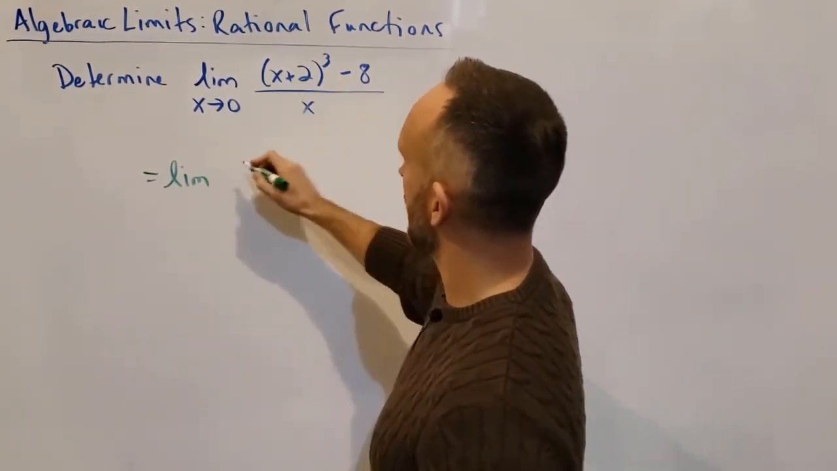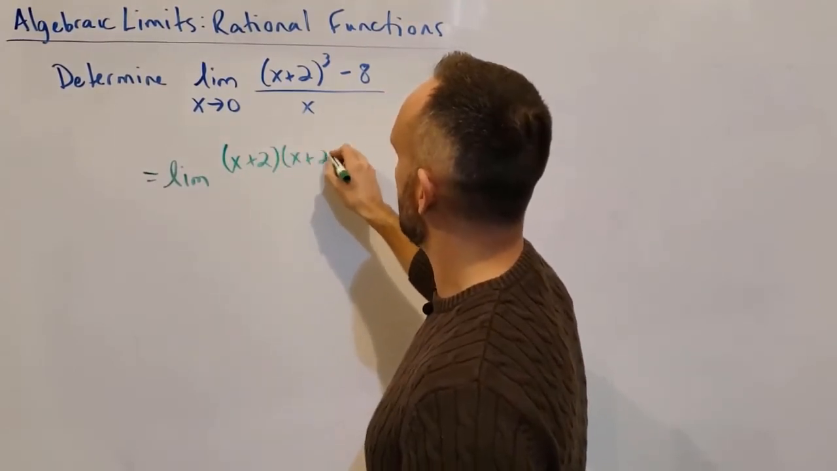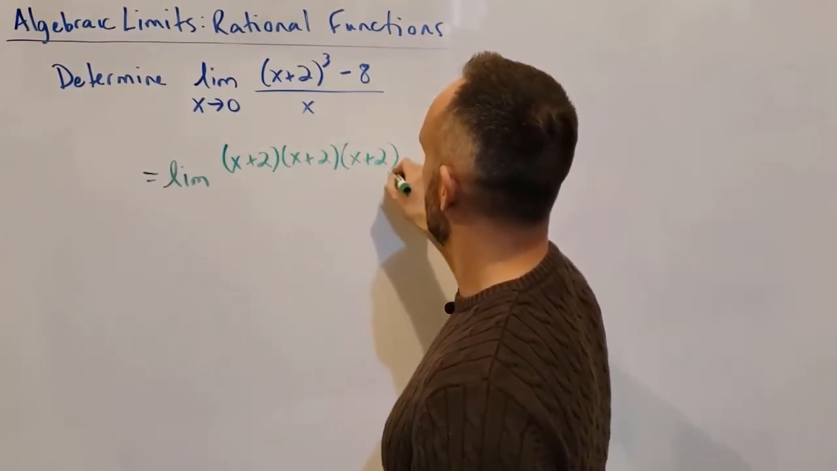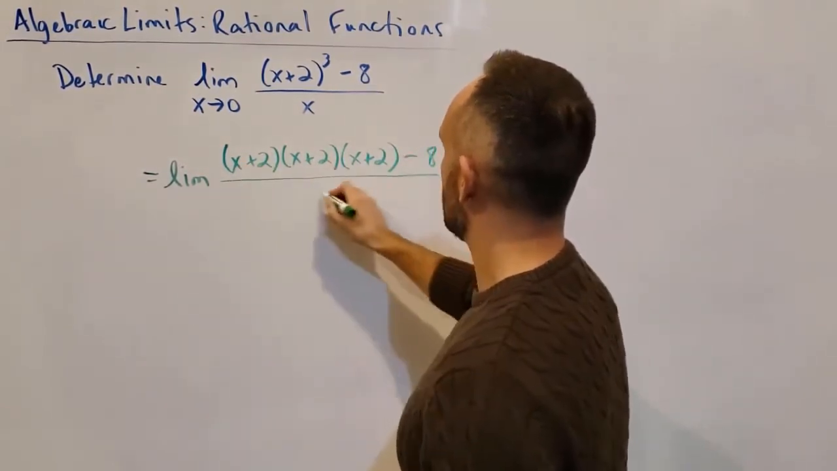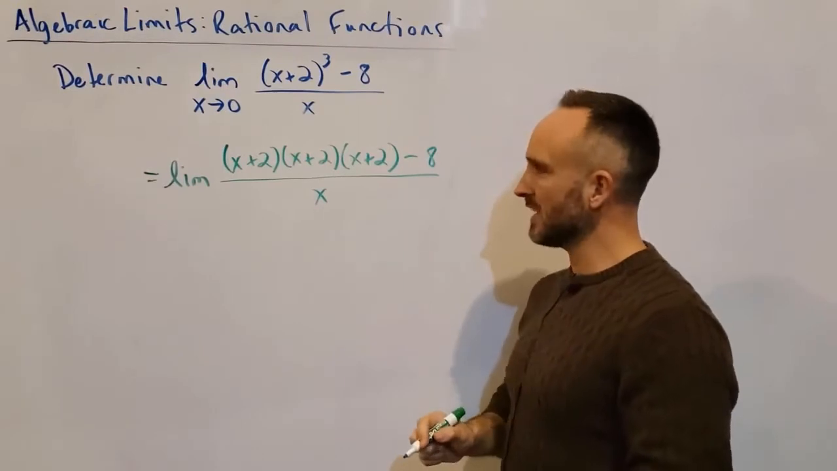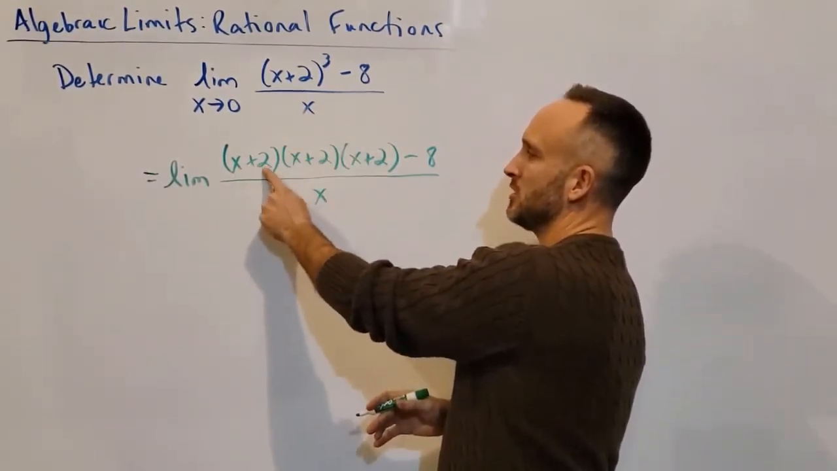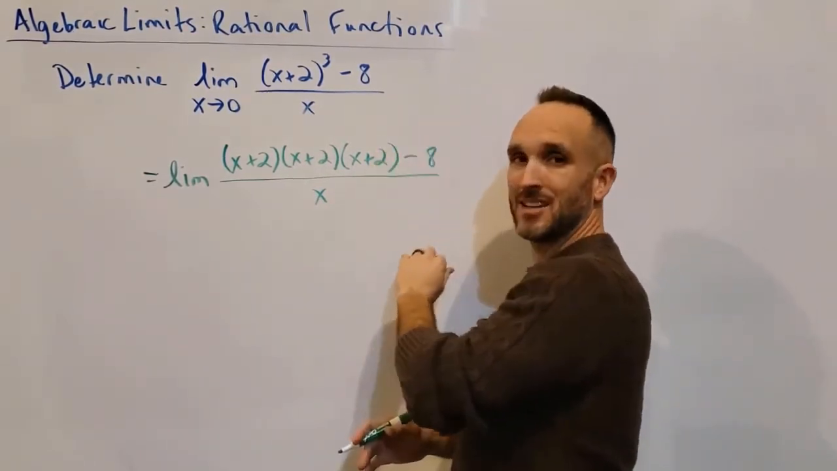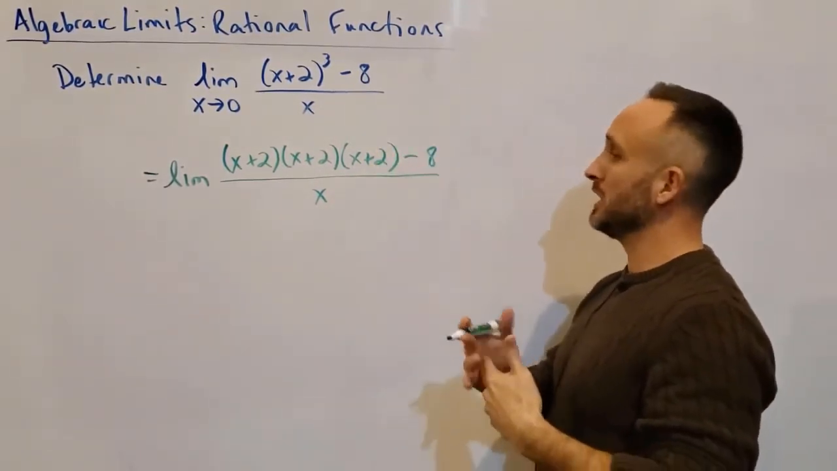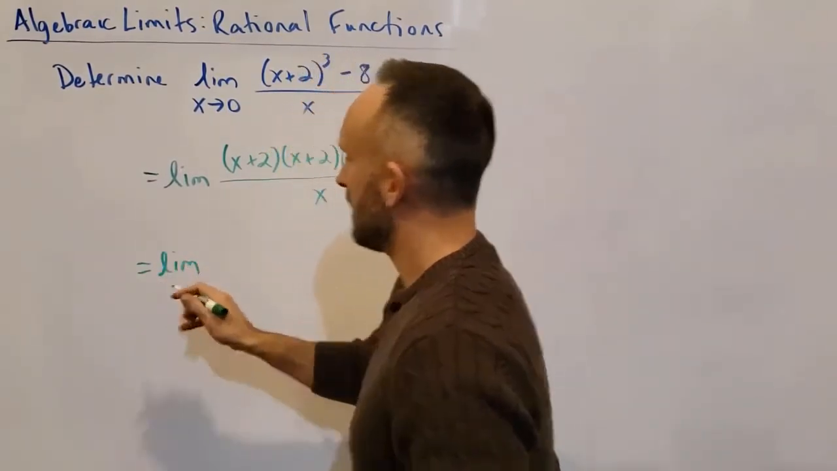So what we're going to do on top is take x plus 2 times x plus 2 times x plus 2. We're going to multiply that out and then subtract 8 and see what happens, okay? And I can already tell when you multiply these out, the 2 times 2 times 2 is going to be 8, and minus 8, those are going to cancel. That may be really helpful to us, okay? But let's not jump too far ahead.